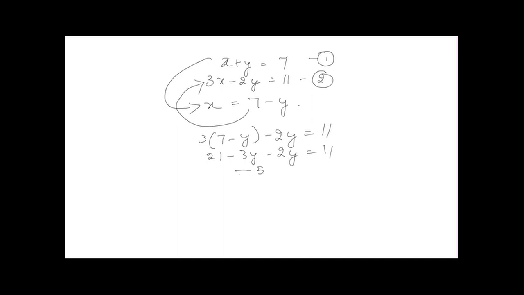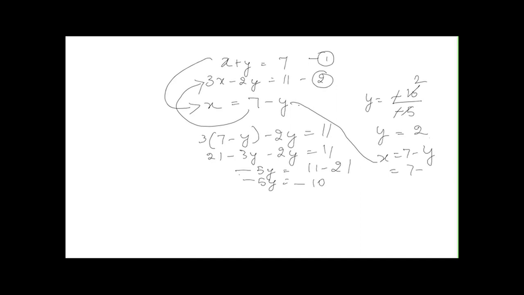So minus 5y equal to 11 minus 21. So minus 5y equal to minus 10. So y will be minus 10 by minus 5, that is 2. So Aishwarya's answer is correct. y equal to 2. So what is x? Put it here. x equal to 7 minus y. 7 minus 2, that is 5.